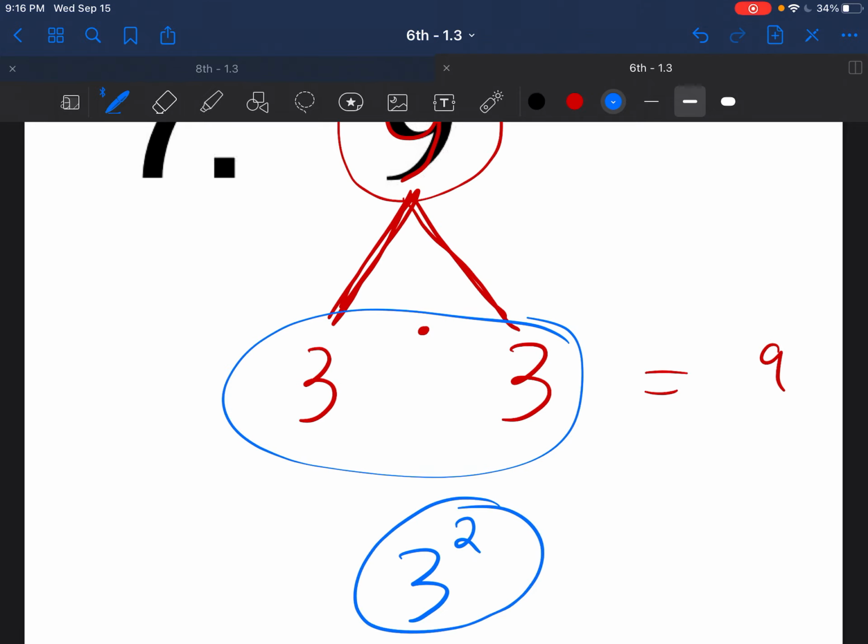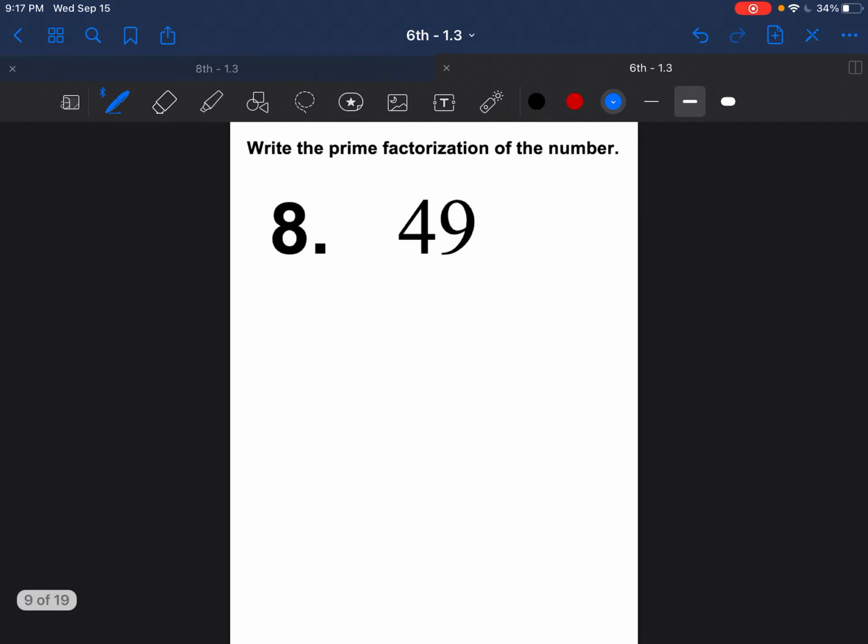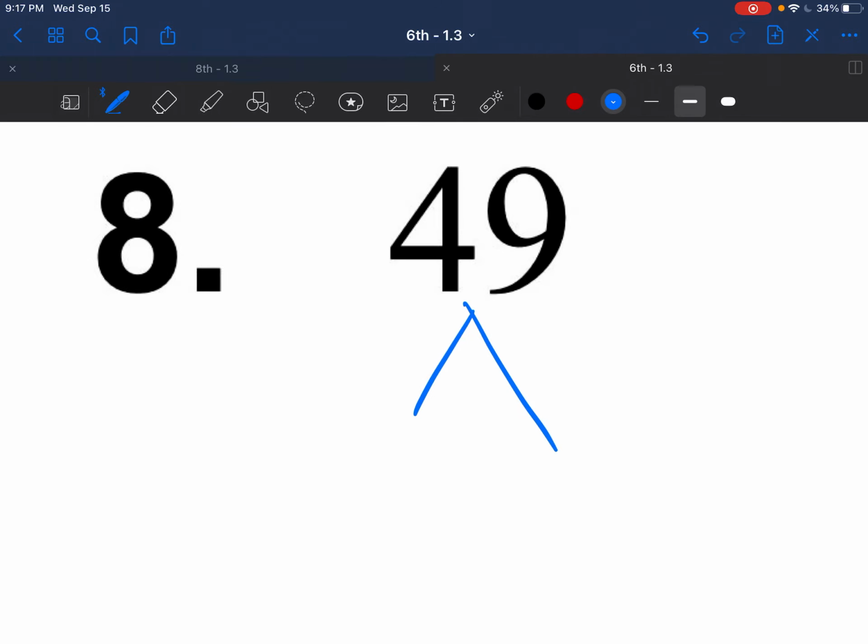That is prime factorization. Let's try another one, see if it makes sense. 49. Alright, so I'm going to write down the number. I'm going to draw my little tree. Can you guys think of two numbers that if we multiplied them together would give me 49? Well, off the top of my head, I'm thinking of 7 times 7.